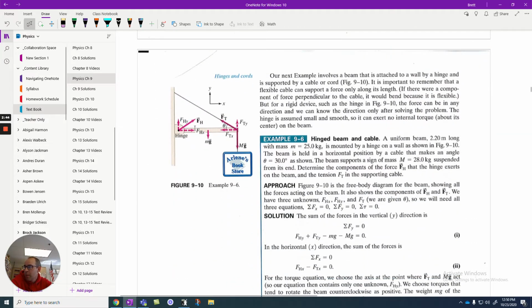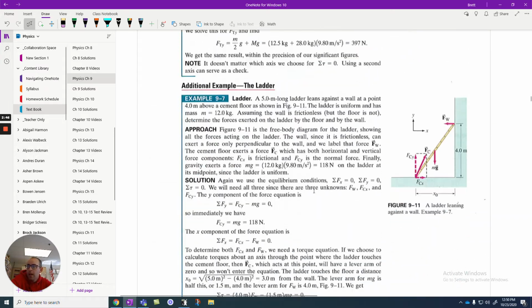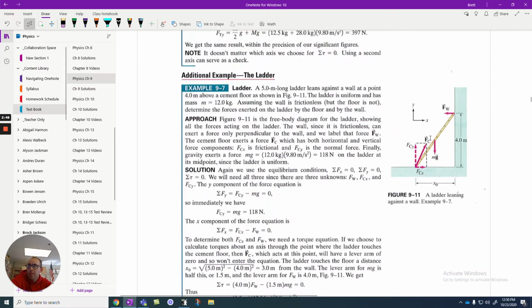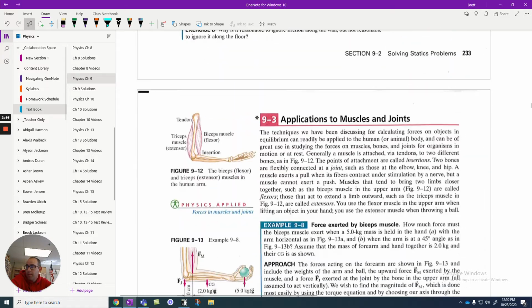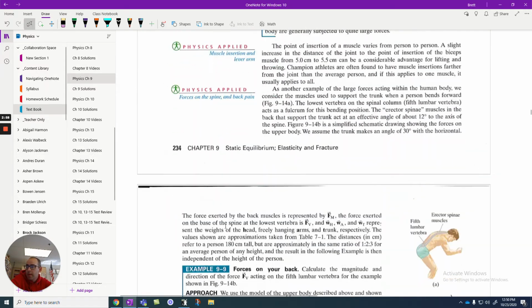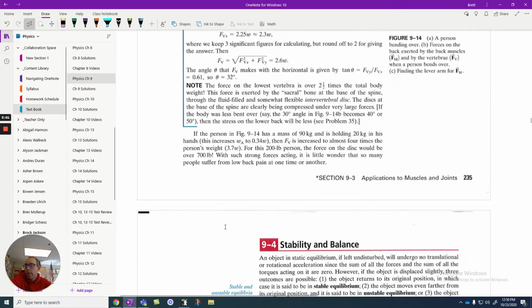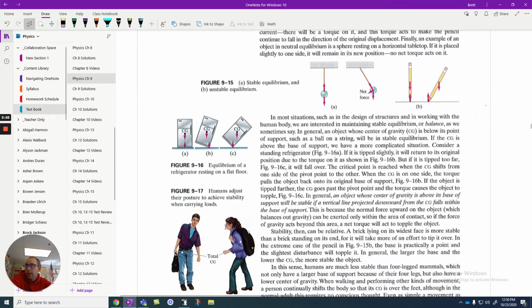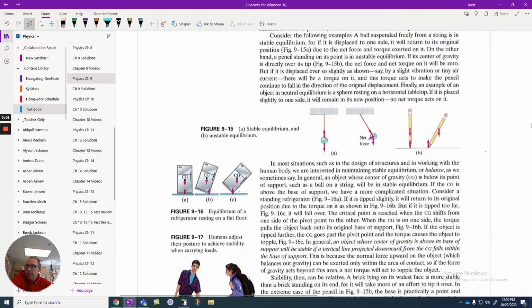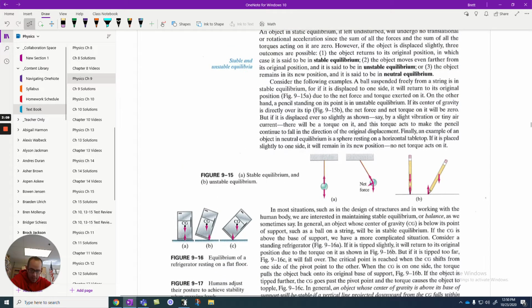But everything from hanging up a sign to keeping a building upright, to keeping a ladder from sliding out from under you. There is a point at which if you put a ladder at too shallow of an angle, it will just slip out when you try to climb up on top of it. And then of course there's lots of applications to the human body and how we have to maintain torque and things along those lines. The last thing that we want to talk about is this concept of stability and center of mass.